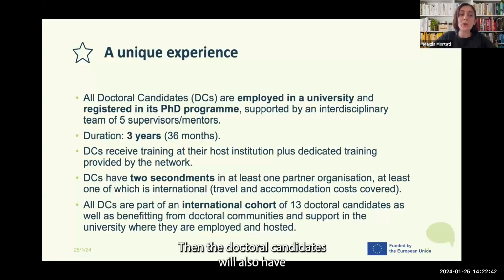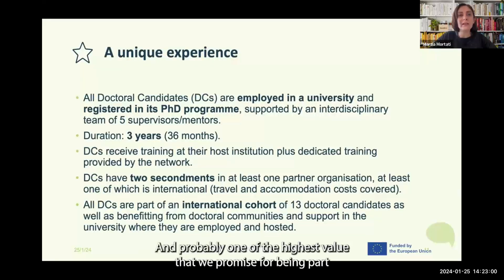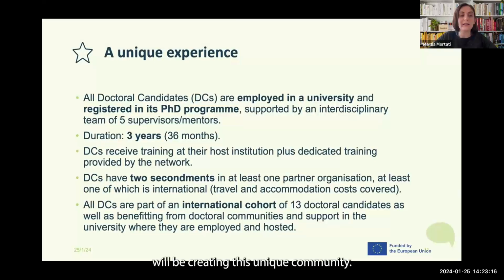Then the doctoral candidates will also have 2 secondments, which will be practice-oriented research experiences at 2 different associated partners in the network, for which travel and accommodation costs will be covered by the network itself. Probably one of the highest values that we promise for being part of this adventure together with us is to be part of this international cohort of 13 doctoral candidates that together with us will be creating this unique community.